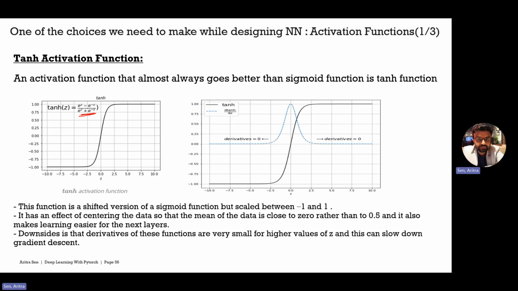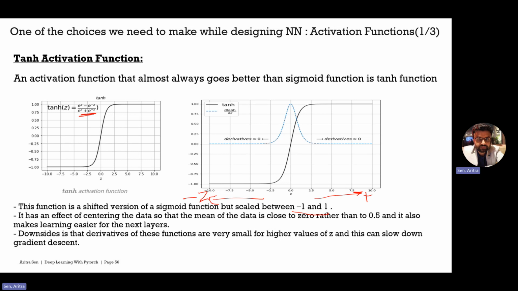So if I now look at the derivatives of TanH, here also you will see your derivatives are very close to zero for higher positive values of Z, and also for large negative values of Z. So here also it comes with slower convergence, but it has certain advantages. The values are scaled between -1 and +1, which you can see here, and it has the effect of centering the data where the mean is close to zero rather than 0.5, which happens in the case of the sigmoid activation function.